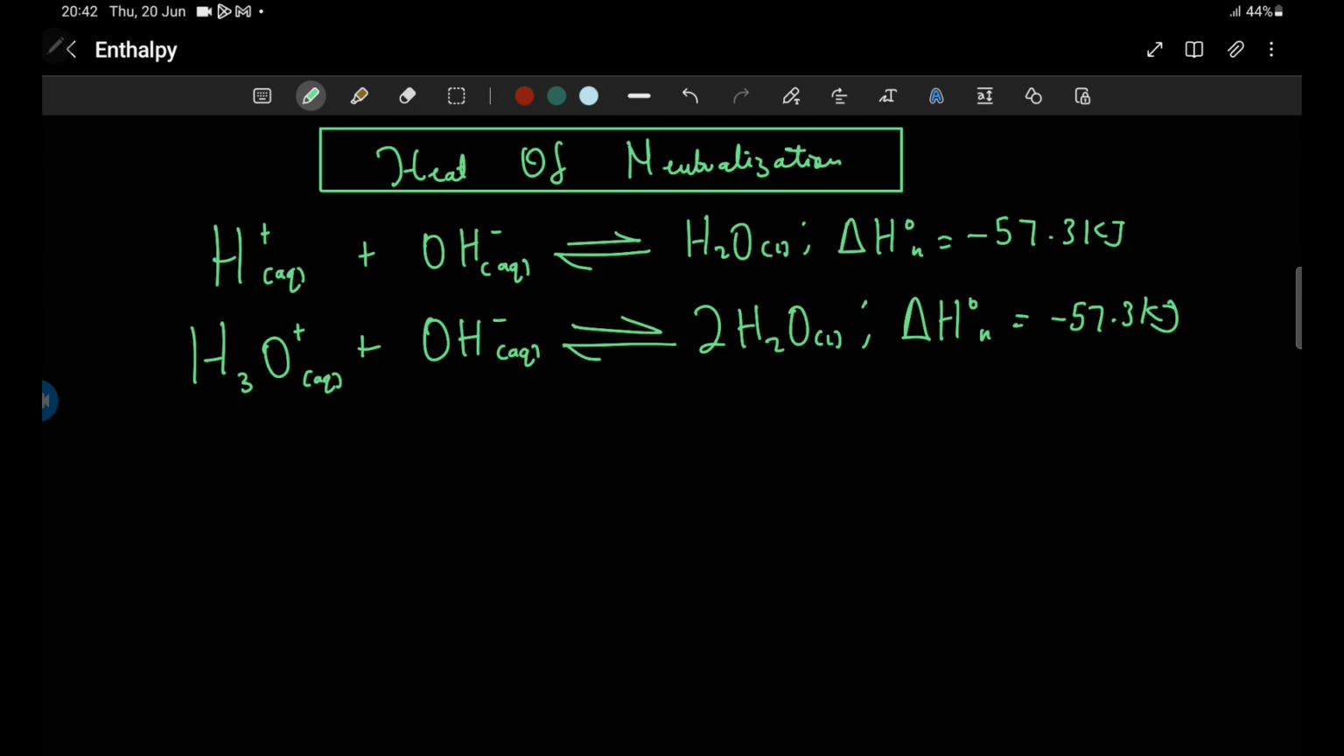One more thing you need to note, and that's the fact that neutralization is an exothermic process, and that's why you have the numerical figure for heat of neutralization as negative.